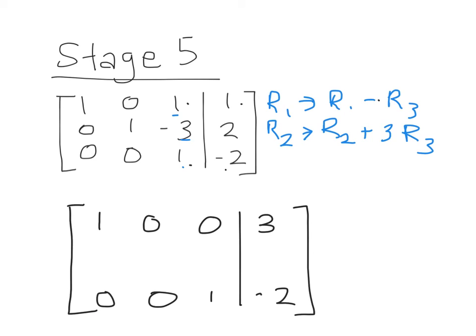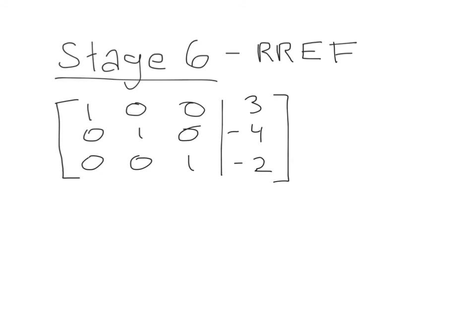For our middle row, 0 plus 3 times 0 is still 0. 1 plus 3 times 0 is still 1. Minus 3 plus 3 gives us that 0 we wanted. And finally, 2 minus 6 gives us negative 4. This is a matrix in row reduced echelon form, which has zeros above and below leading 1s. The nice thing about RREF is that you don't have to do that back substitution that we did before. In RREF, we can read the answers right from the matrix.